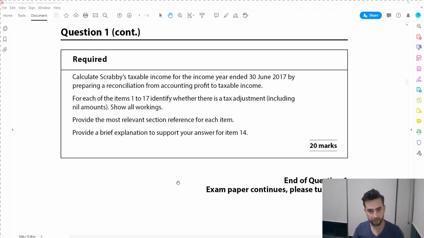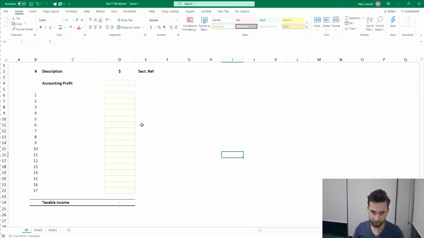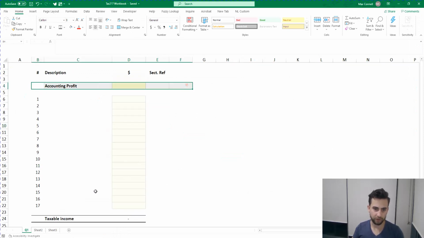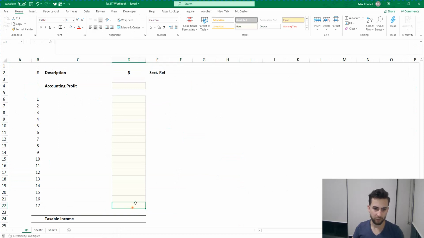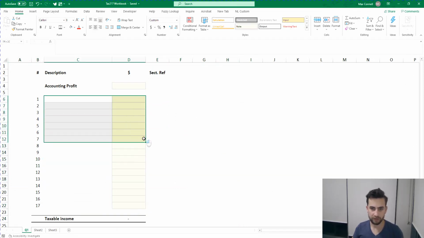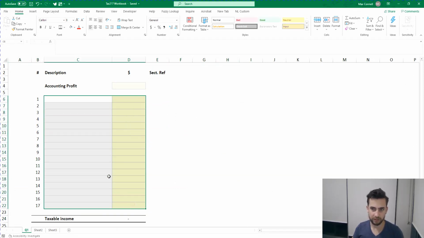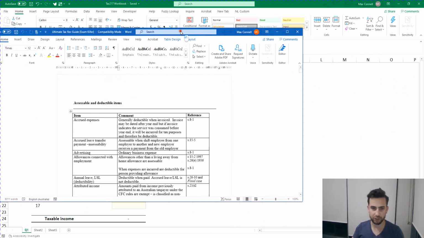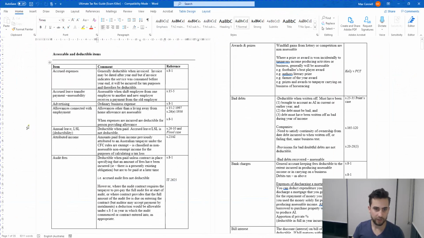So these questions are fairly simple. The approach is almost always the same. You set up your answer with a work paper like this, and the idea is to go from accounting profit to taxable income, and then within the question they're going to give you maybe 10 to 20 different adjustments. They might tell you what most of them are, and other ones you might have to derive from the text.